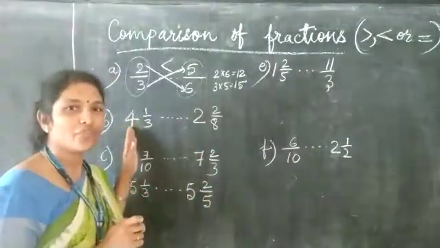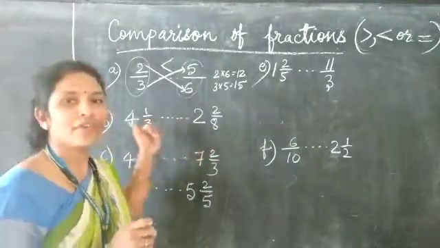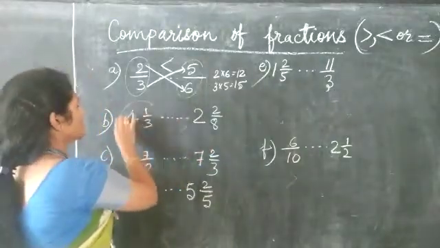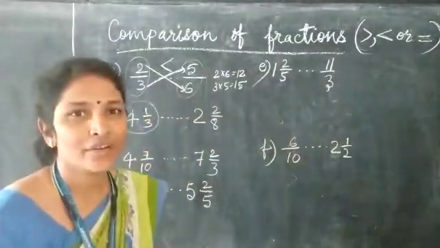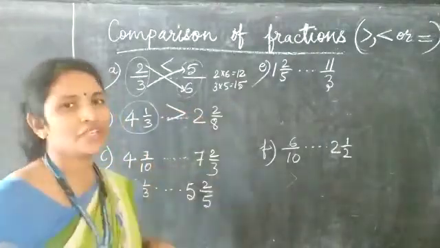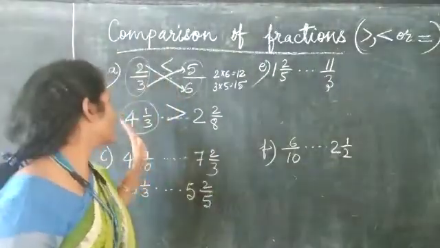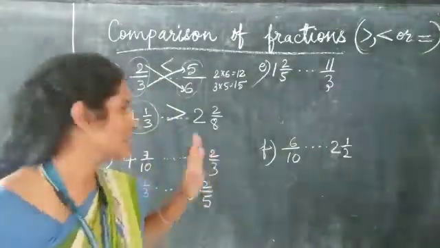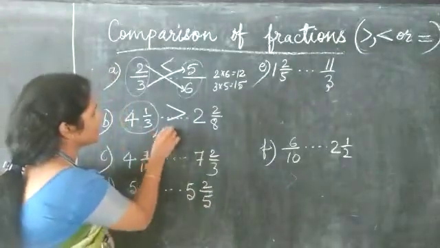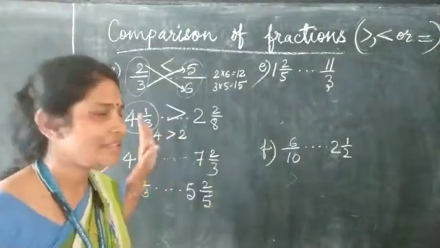Here the whole number is 4 and here the whole number is 2. Which is greater? 4 is greater. It means this fraction is the greater fraction. We can easily put the greater sign for the first fraction. We have to just see which fraction's whole number is greater. Here it is 4 1 by 3. Here it is 2 by 8. 4 is greater than 2. So, first fraction is greater.